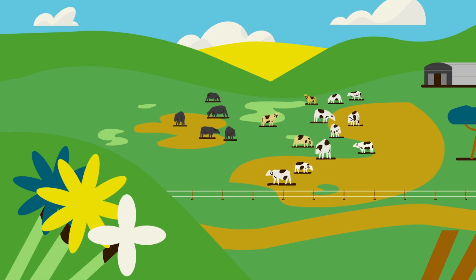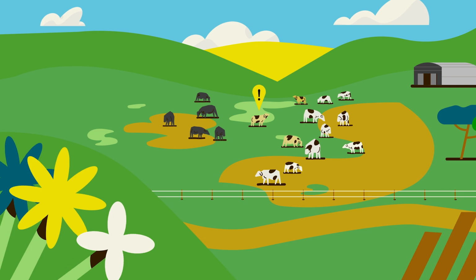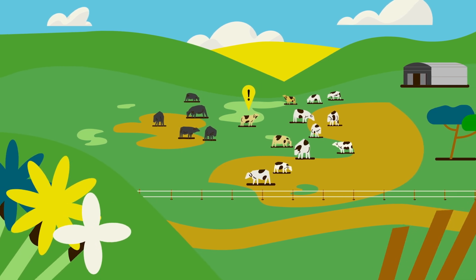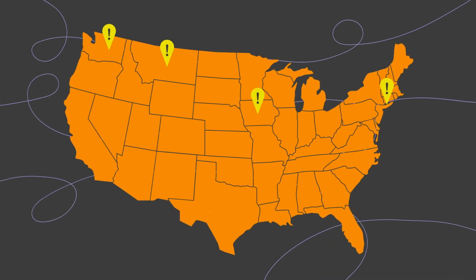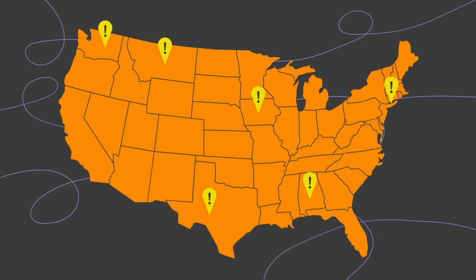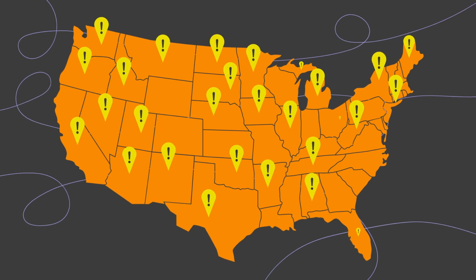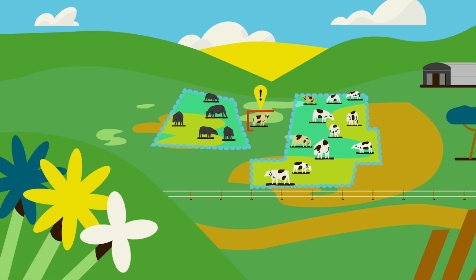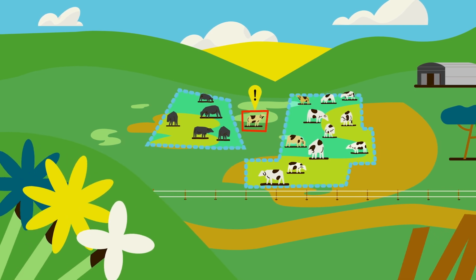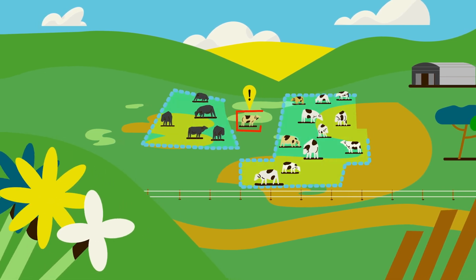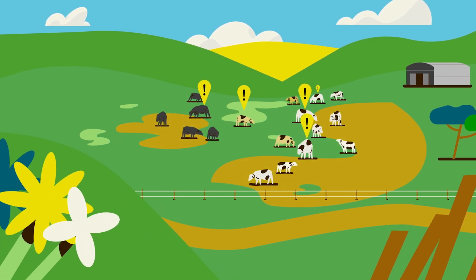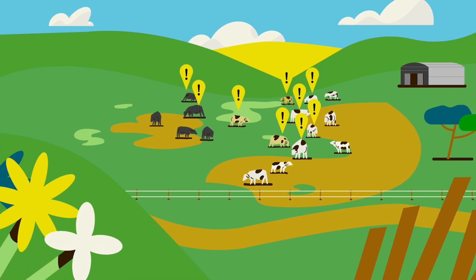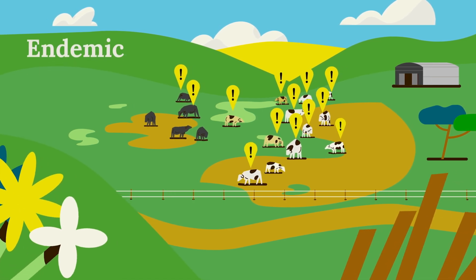Any animal that is susceptible to a disease and gets exposed to it can become sick. Depending on a number of factors, this can lead to either an isolated outbreak or a widespread epidemic. An outbreak ends when no other susceptible animals are effectively exposed to the disease. If a disease is not eliminated and continues to circulate in a population, it becomes endemic.